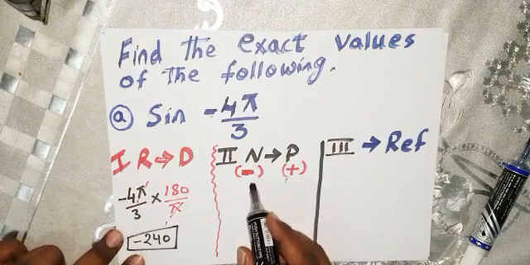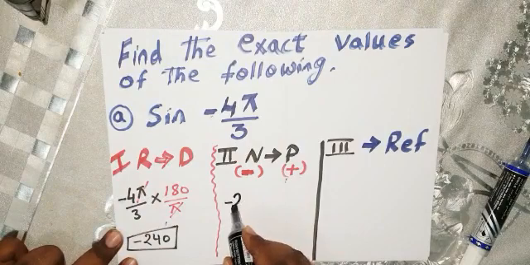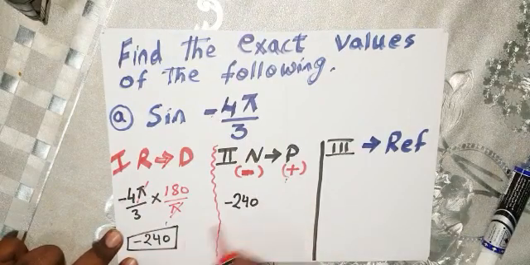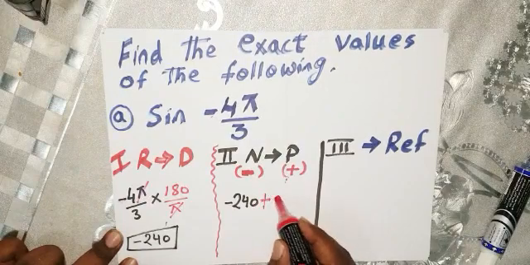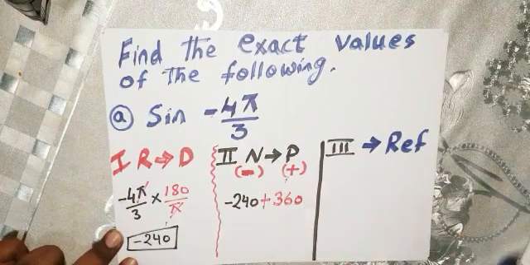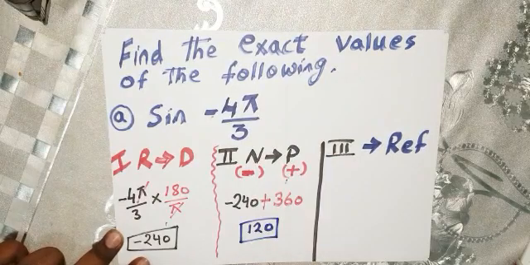The next step is change the negative angle to the positive angle. And you know that by using the coterminal, we can change any negative angle into positive angle. So if it is a negative angle, we add 360, and that will give me 120. This is the second step, change the negative angle to positive angle.